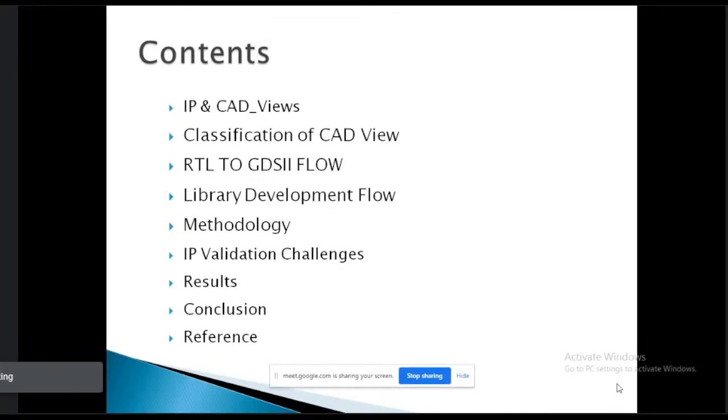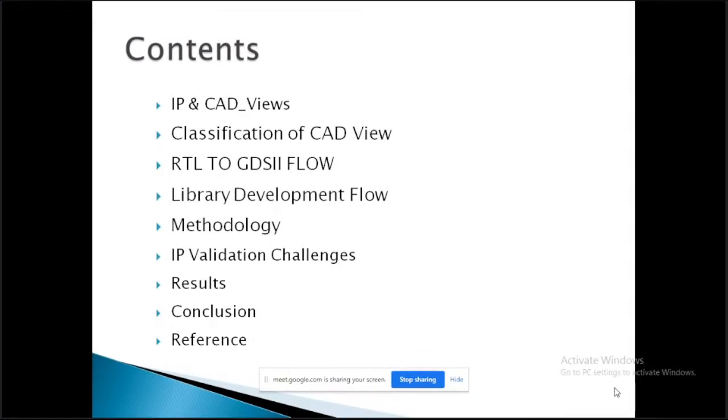Then the methodology. Before going for development, we have to finalize some methodology for any kind of flow. What will be the standard methodology for defining that with different technologies? As you know, technologies are changing every day, so methodology changes with the technology, and on the basis of that we develop the library. Then we have to validate the data, whether what we are generating is proper or not, whether it is working functionally and according to the specification. That we have to check. Then results, conclusion, and references.